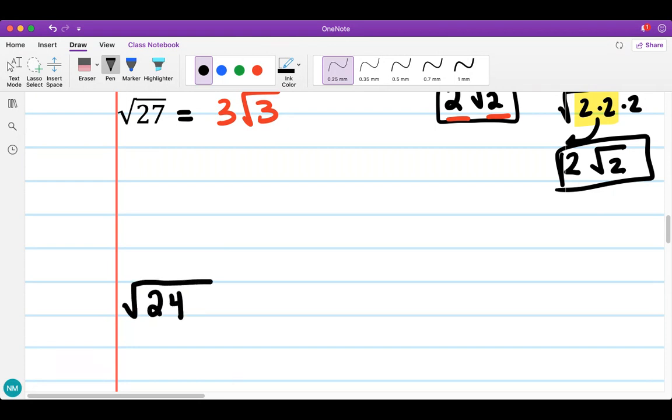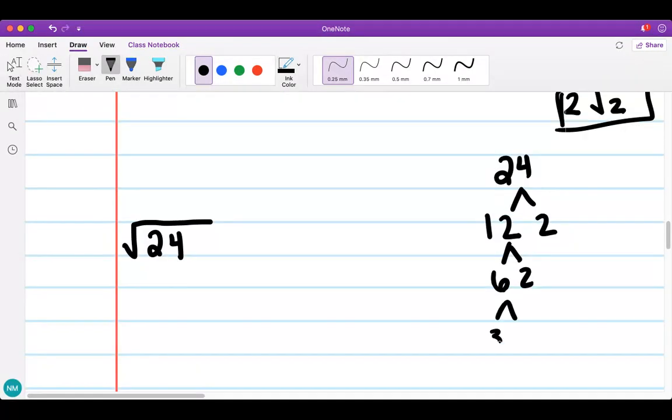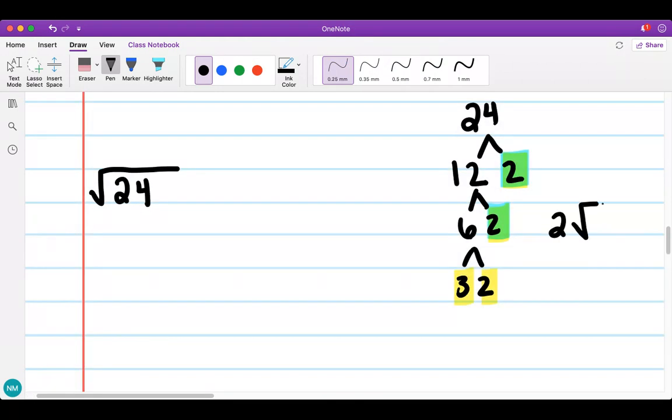24. So if I break down 24, I'll use the other method. I can do 12 and 2, 6 and 2, and 3 and 2. So this breaks down into a 3, a 2, a 2, a 2. So there's only a pair of 2s. The pair of 2s can come out, which is just going to come out as 2. And what stays inside is the 3 times the 2. So this is the 2 that came out. The 3 and the 2 stay inside. And so we have 2 root 6.